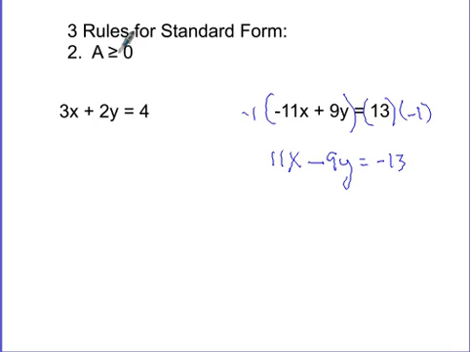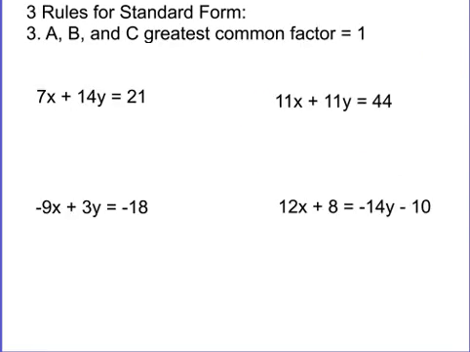Okay, so now we've met rule number 2. Rule number 2 is that this has to be a number greater than 0. So 11 is positive and we're good, okay? All right, so rule number 3. So you'll have to do this with some equations. I'm going to give you equations that violate these rules and you're going to have to fix them, okay? Rule number 3, A, B, and C, those 3 numbers together have to have a greatest common factor of 1.